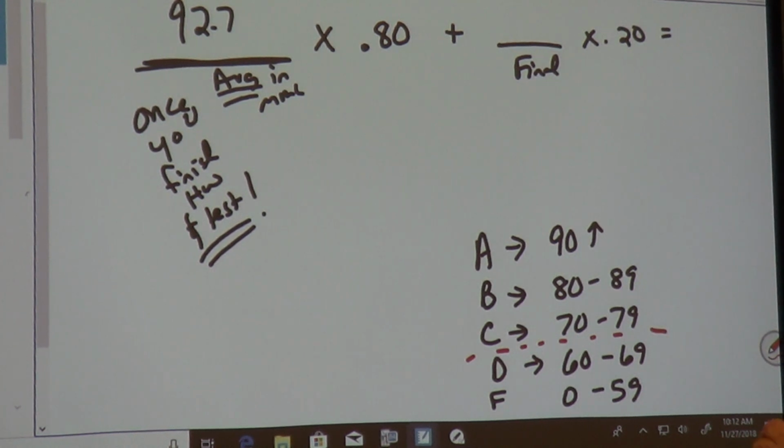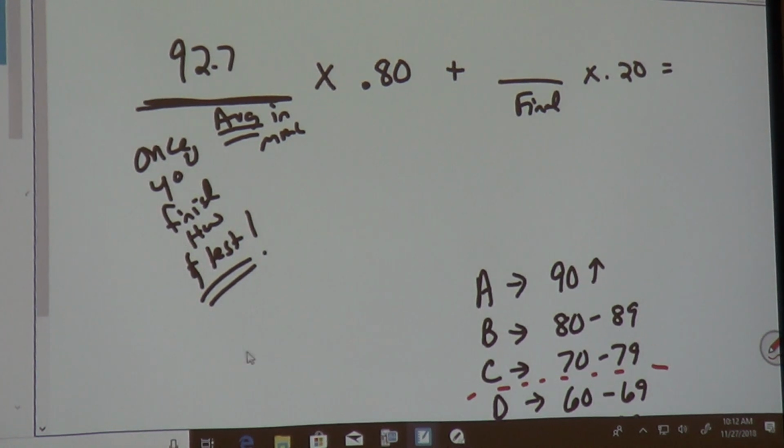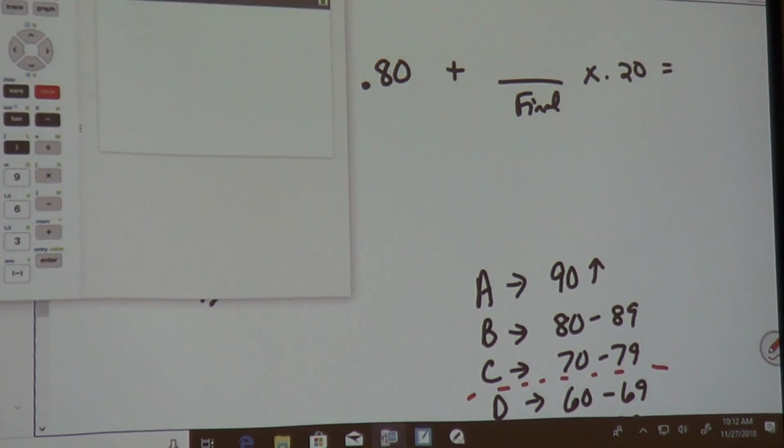Okay? So, 92.7 is our average on Wednesday. I go to my calculator, and this is what I'm going to do.